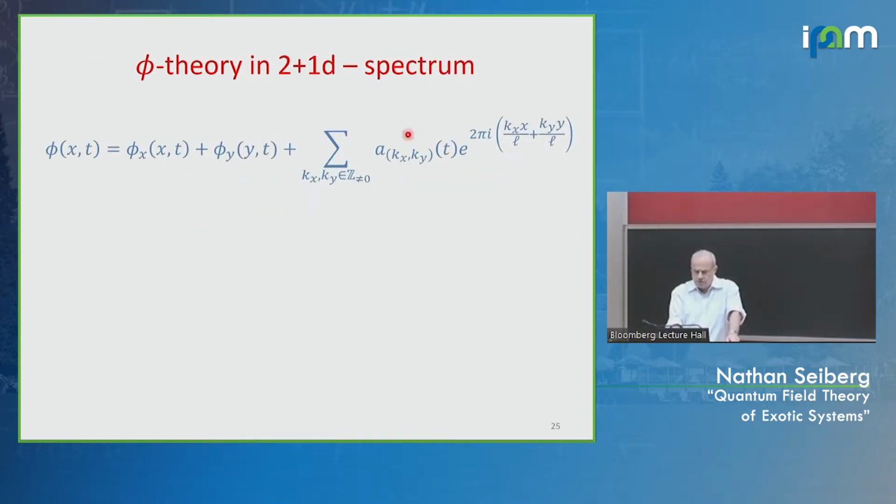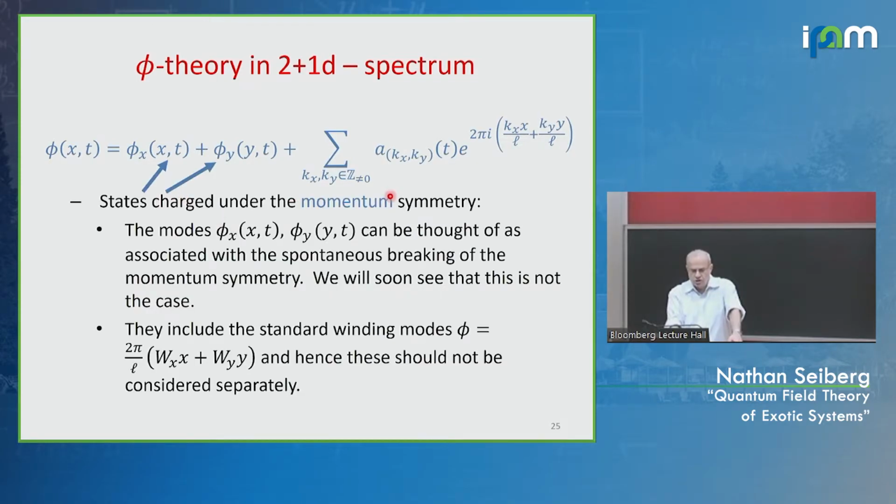Going back here, we discussed the non-zero modes. These are the plane waves. What about the zero modes? Here, this mode is independent of y, and this mode is independent of x. As such, they are charged under what we call the momentum symmetry. The momentum symmetry, recall, shifted phi by a function of x plus a function of y. So if we shift phi by a function of x, it shifts this mode. If we shift by a function of y, it shifts this mode.